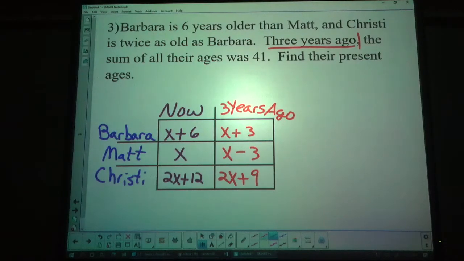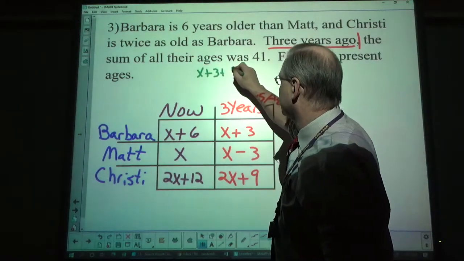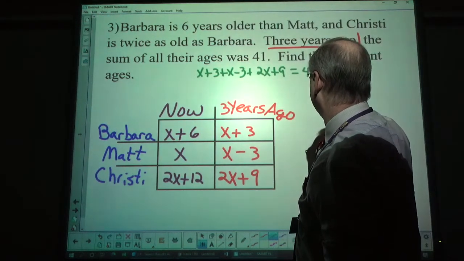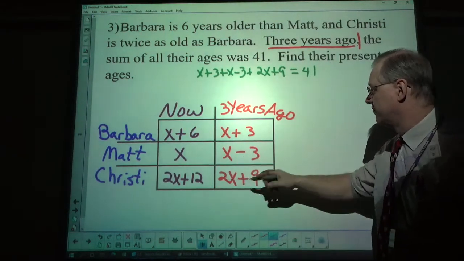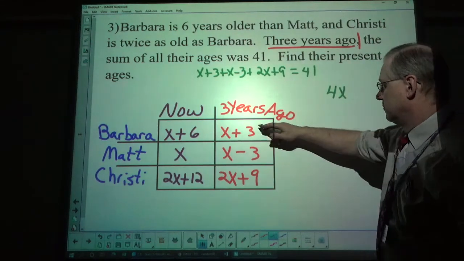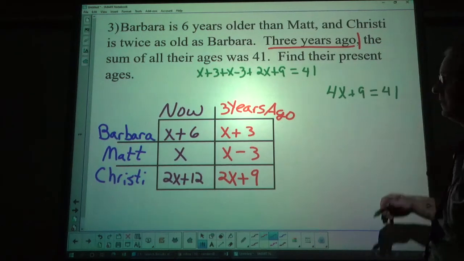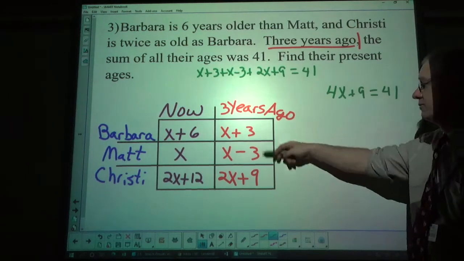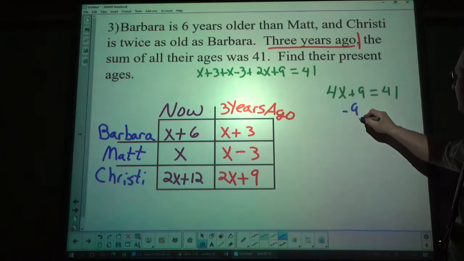What about 3 years ago? The sum of all their ages was 41. Now whether you write x plus 3 plus x minus 3 plus 2x plus 9 equals 41, or you add them up right as you see them, 1, 2, 3, 4x, positive 3, negative 3 cancel, plus 9 equals 41. Either one is fine. If you'd done it this way and then combined them, you'd get here, or if you did it straight. After that, we solve by subtracting 9 from both sides.